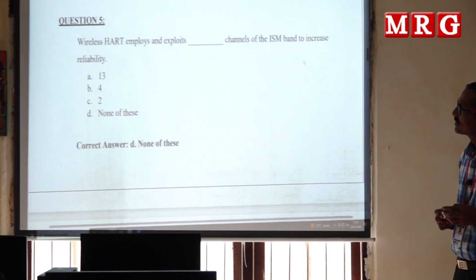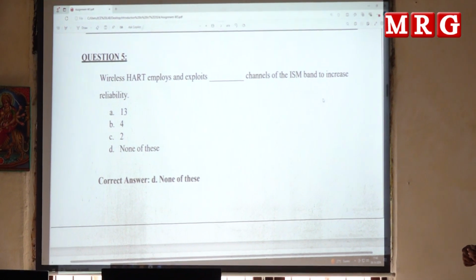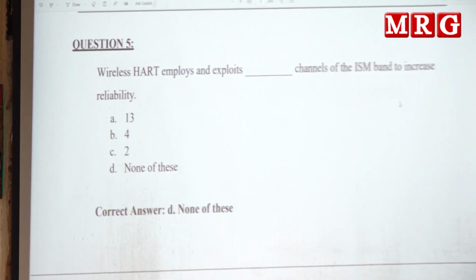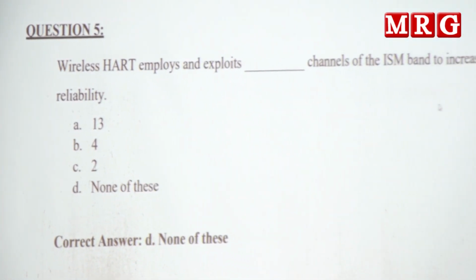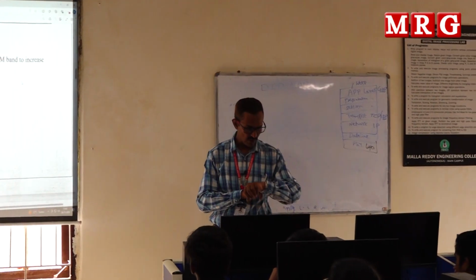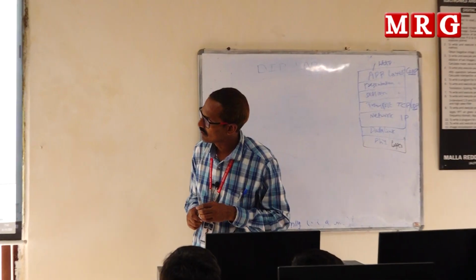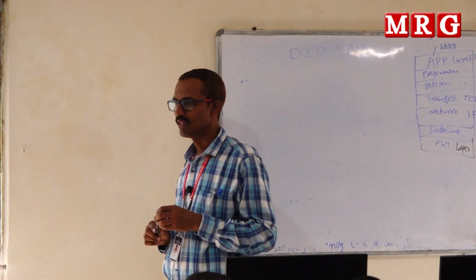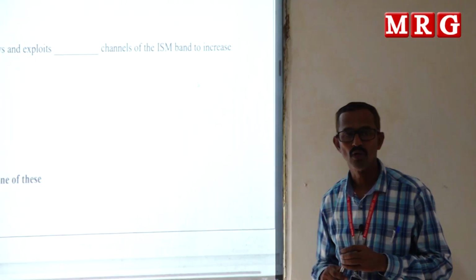How many channels does wireless HART employ and exploit? How many channels of the ISM band? The answer is 12 channels. Note down. Sorry, the answer is 15 channels, it will use 15 channels. You can note down the answer.